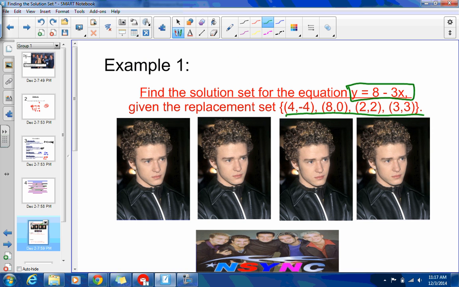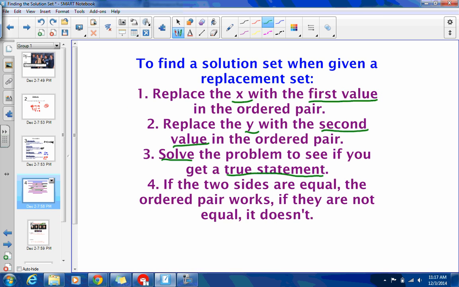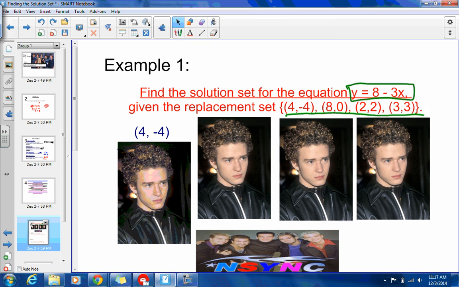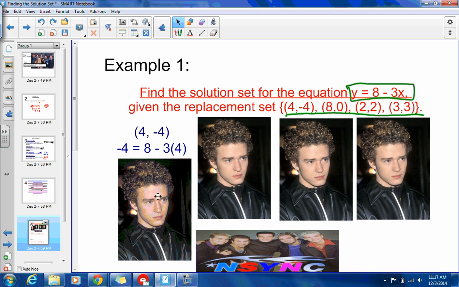Okay, so let's look at our example. We're going to first replace the x with the first value in the ordered pair, and then the y with the second value in the ordered pair. So we're going to take our equation, and we're going to look at our point 4, negative 4. That's our first one. Since 4 is the x, we're going to replace it with the x. And you can see right there. And negative 4, we're going to replace with the y.